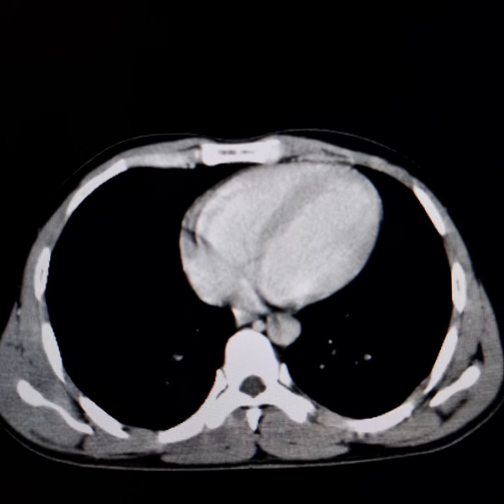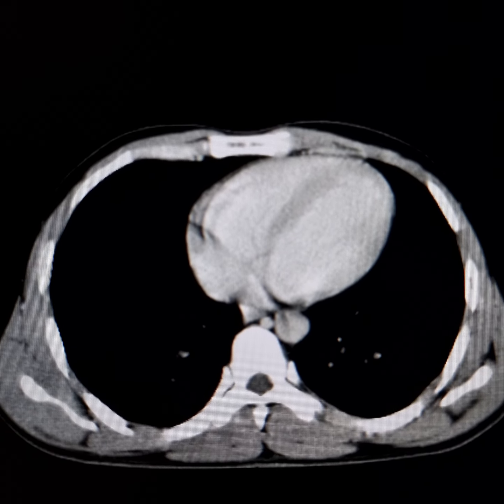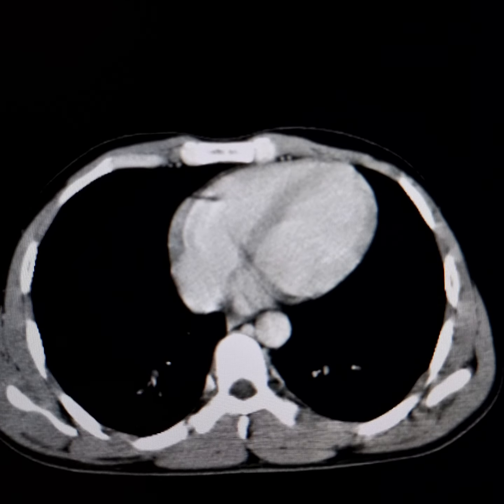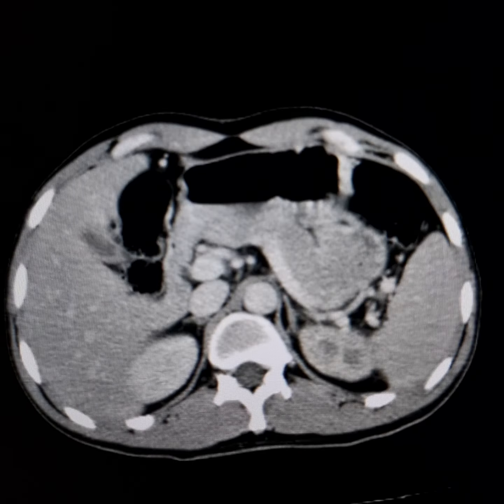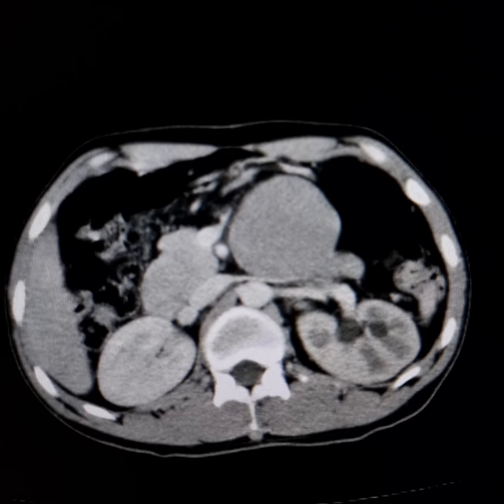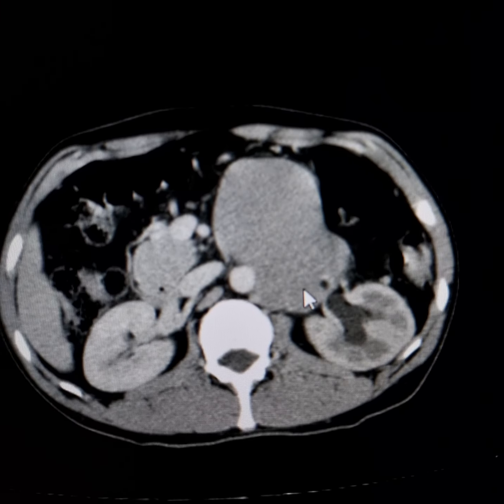This is a contrast CT scan of a 23 year old male patient. The patient presented with multiple painless intraabdominal masses. Now please observe that there is a large left paraaortic mass.